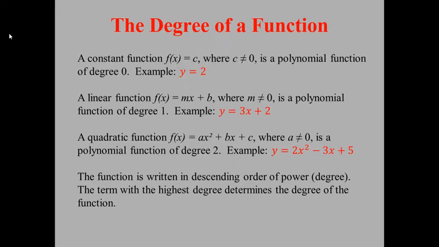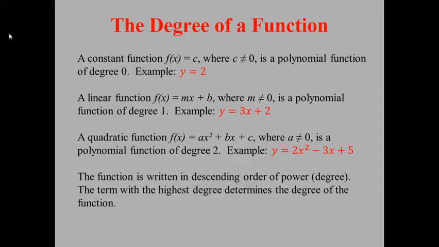A linear function, f of x equals mx plus b, where the slope cannot be 0, is a polynomial function of degree 1. An example of this would be y equals 3x plus 1, which you know is the equation of a line. A quadratic function, f of x equals ax squared plus bx plus c, where a does not equal 0, is a polynomial function of degree 2. Example, y equals 2x squared minus 3x plus 5. You study quadratic functions extensively in Math 2.